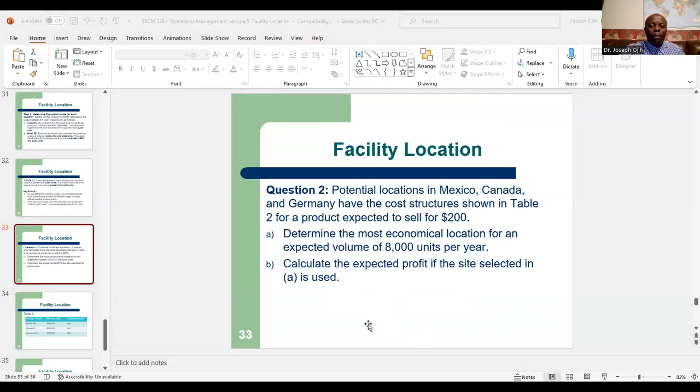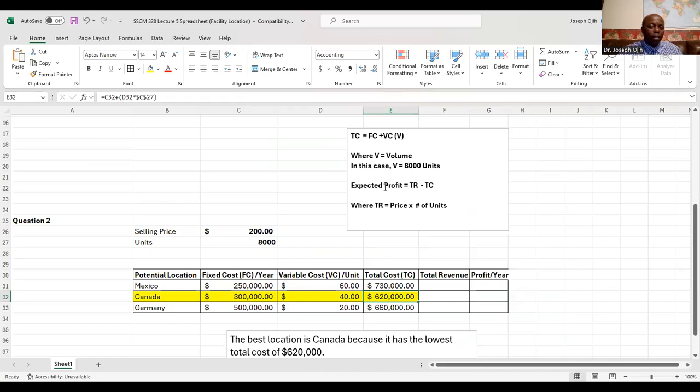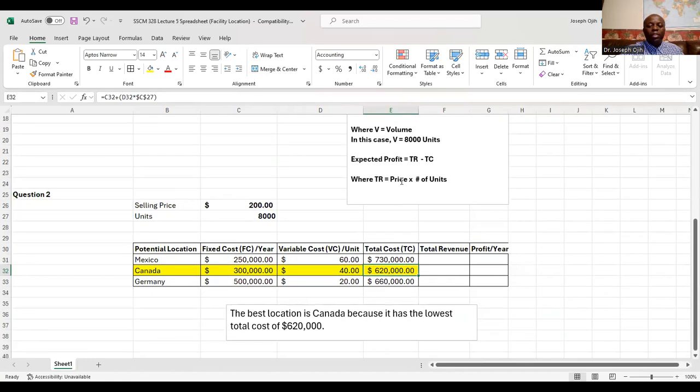Now to find profit, look at the formula here. Expected profit is total revenue minus total cost. So to find the expected profit, we need to find the total revenue first. And to get total revenue, we need price times number of units. They give us the price here and the units.